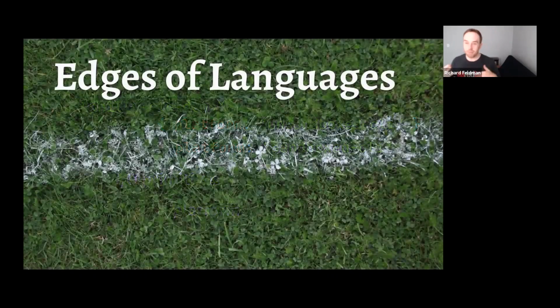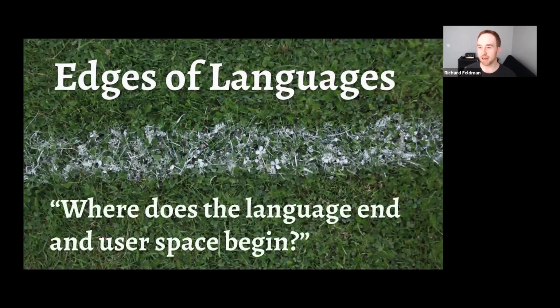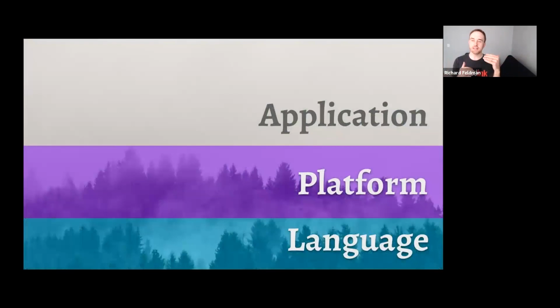Okay, so we come back to this concept of the edges of languages and, where does the language end and user space begin? And we can see that Rock introduces this sort of new edge that really doesn't exist in, as far as I know, any other languages that I'm aware of. So we have the application where application authors write stuff. We have the language. Those are the two normal ones. But in between, we have this sort of new edge that's the platform, which in Rock is responsible for implementing all IO primitives and some other stuff that we'll see later.